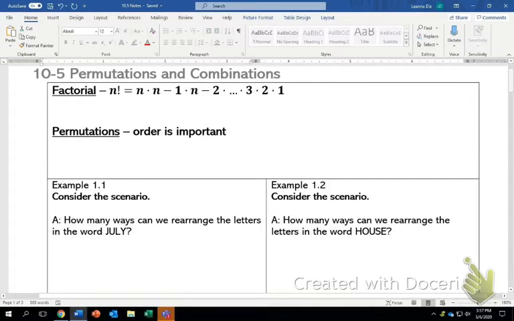10-5. This is going to be our last section of the year, so congratulations on making it. The last section is going over something called permutations and combinations, which, if I'm being honest, when I was in high school, I completely failed this section. But after failing it the first time, I figured out what the whole thing was about.